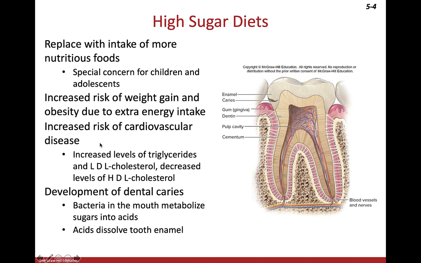And so the risk it has on weight gain and obesity due to this extra energy intake is significant, because it's going to increase the risk for cardiovascular disease. Other things that are going to be associated with these high sugar diets are increased levels of triglycerides, low density lipoprotein cholesterol, which is the bad cholesterol, and a decrease in the levels of HDL, or high density lipoprotein cholesterol, and that's the good cholesterol. We're also looking at a potential of increasing the risk for type 2 diabetes that has been associated with sugar.